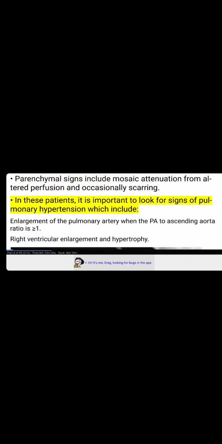In these patients, it is important to look for signs of pulmonary hypertension, which include enlargement of the pulmonary artery when the PA to ascending aorta ratio is greater than or equal to 1, and right ventricular enlargement and hypertrophy. Axial CT demonstrates a subsegmental eccentric web, consistent with a chronic pulmonary embolism.